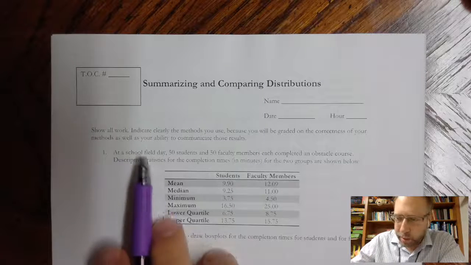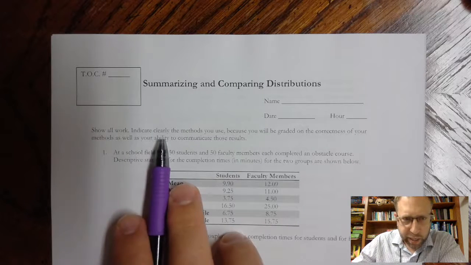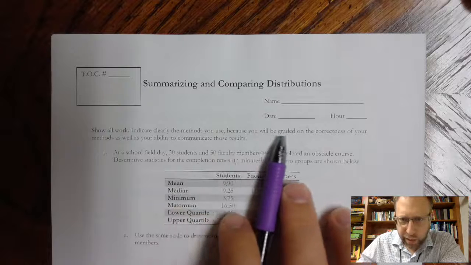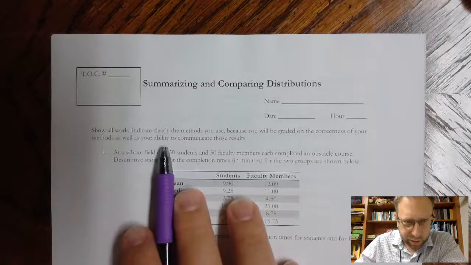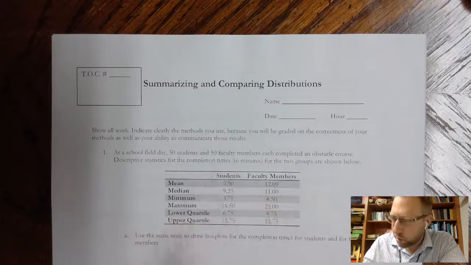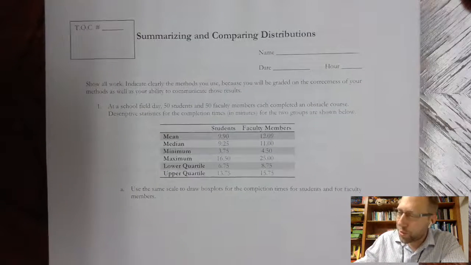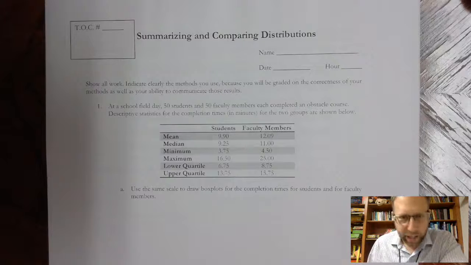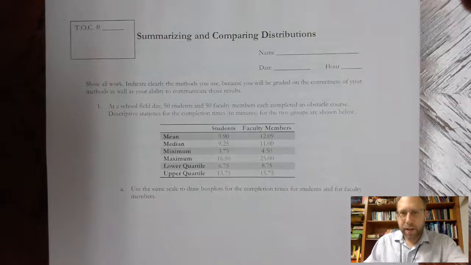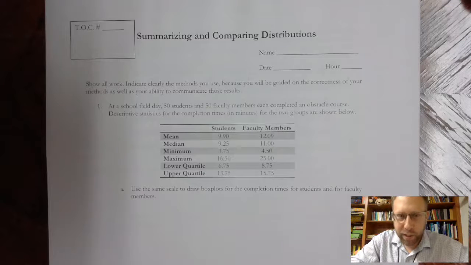This one starts out: show all work, indicate clearly the methods you use, because you'll be graded on the correctness of your methods as well as your ability to communicate those results. So if this were a quiz or a test question, I'm going to attack it in that way. I'll try to be really specific on how to get this correct on a test or a quiz here.